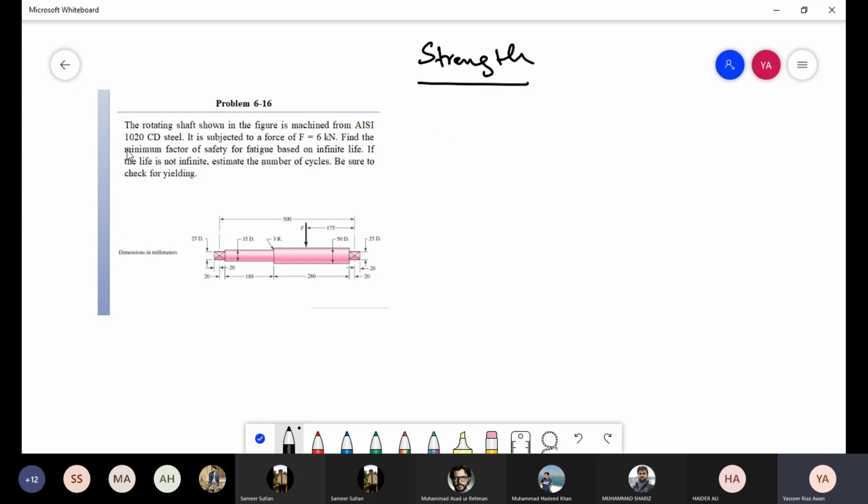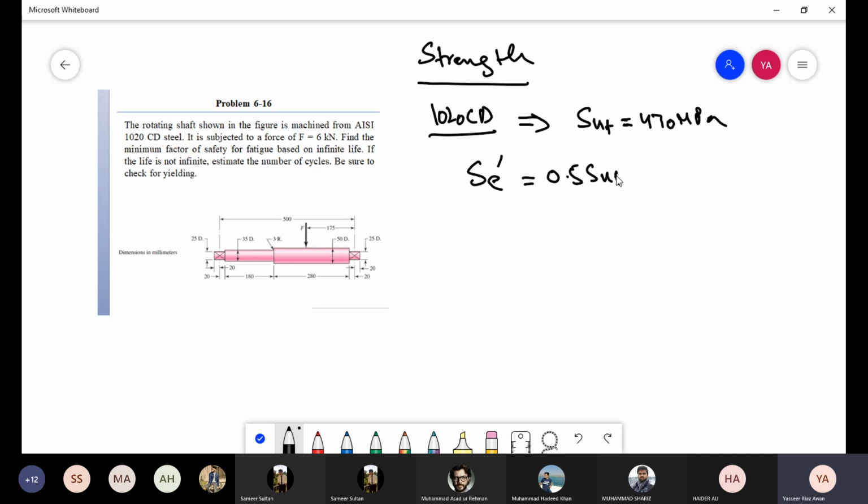Starting with the strength part, we have been given 1020 cold drawn steel. Going to table A20, we can find its ultimate strength, that is 470 megapascal. Then the endurance limit for the test specimen would be 0.5 SUT.